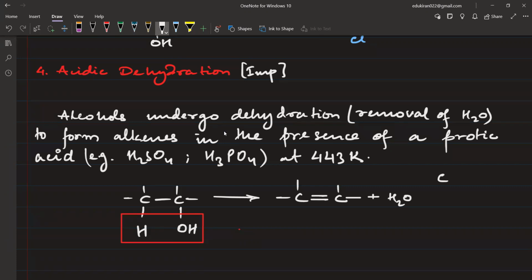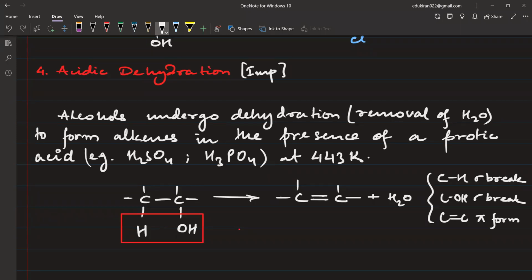So what is breaking here? The C-H is breaking and the C-OH sigma bond is also breaking, and a C double bond C, a pi bond, is formed. Okay, write this down. So, in the presence of H plus. We will write the mechanism, then we'll write some remarks. I hope everyone has written.